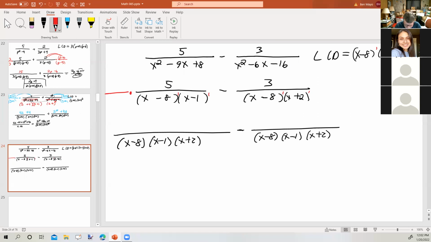What's missing that goes below the red line so that I have the same denominator as down below? What's missing? X plus 2. That's there, that's there, that's there. So I need an x plus 2 on top, which means I need a 5x plus 10 as my new numerator. Can you say new numerator? You can, but you don't want to, right?